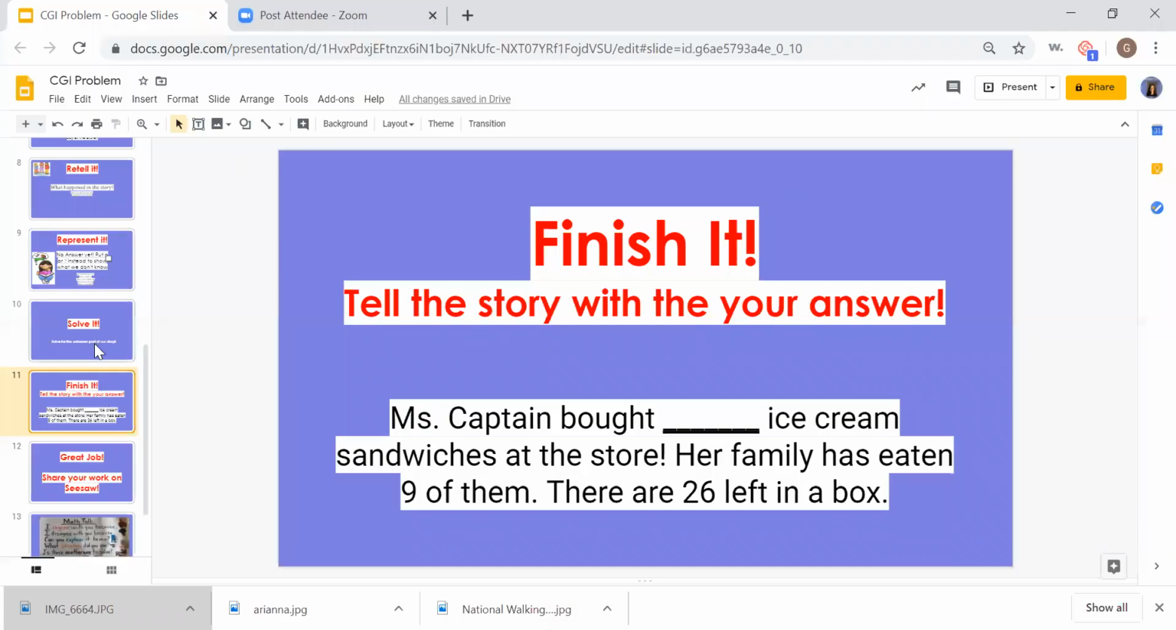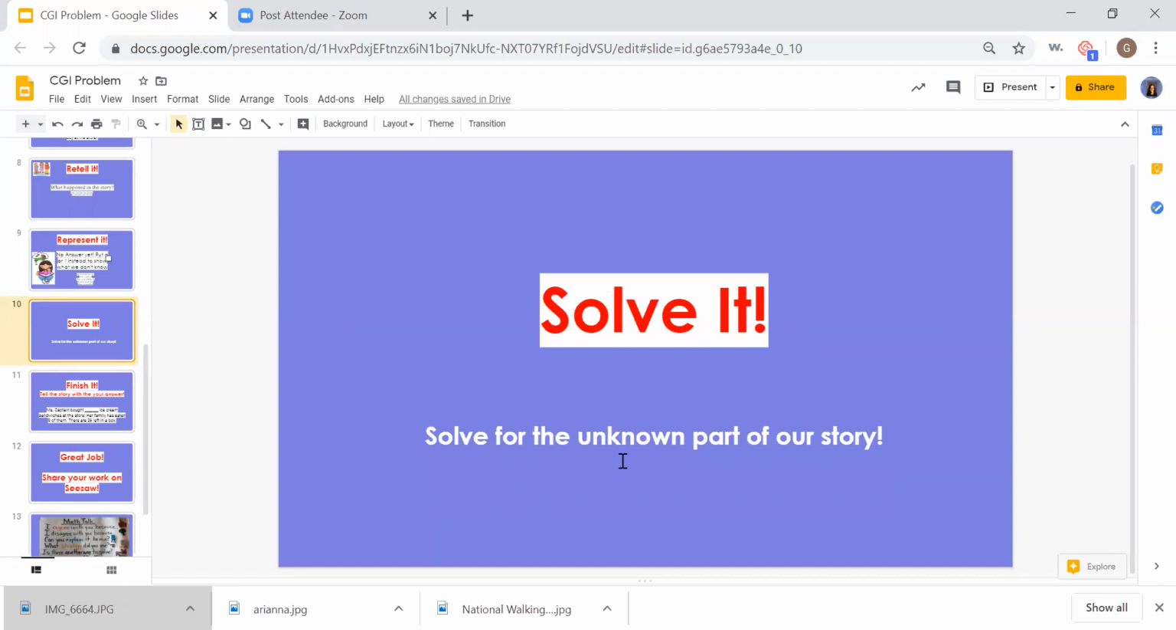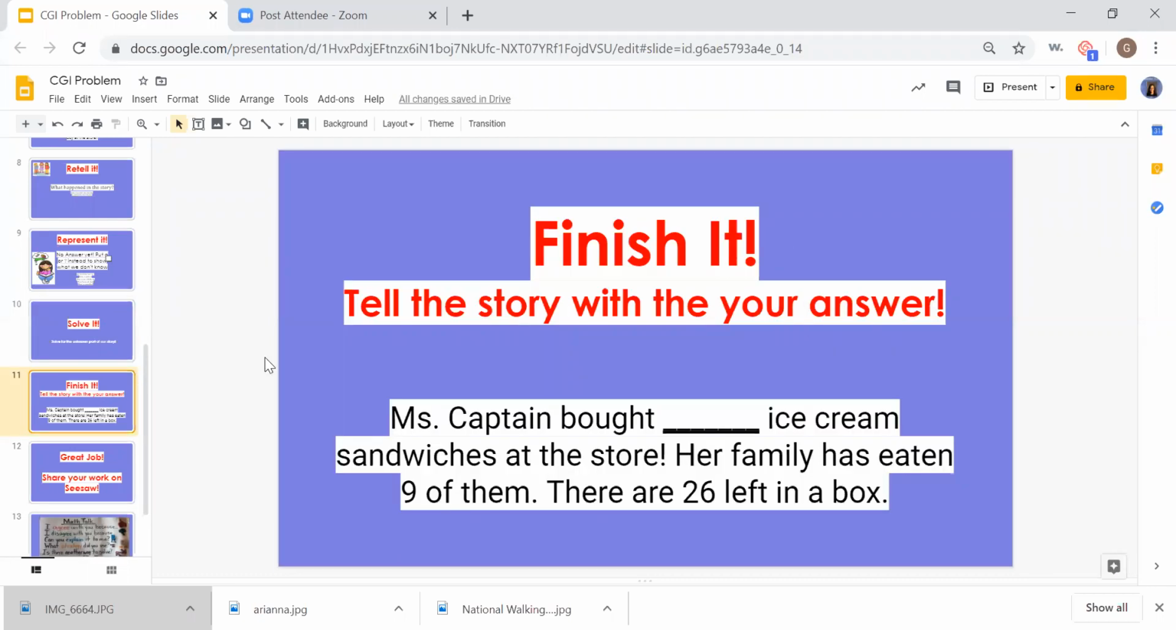All right, so now that we have solved it, now it's time to finish the story. So now you're going to tell the story with your answer. Miss Captain bought, now you know, ice cream sandwiches at the store. Her family has eaten 9 of them. There are 26 left in the box. And if you're thinking about how you could label your work, you might think about labeling what they had already eaten and how many were left in the box, how many were bought at the store. So those are some different options. I'm looking forward to seeing how you label your drawing today.